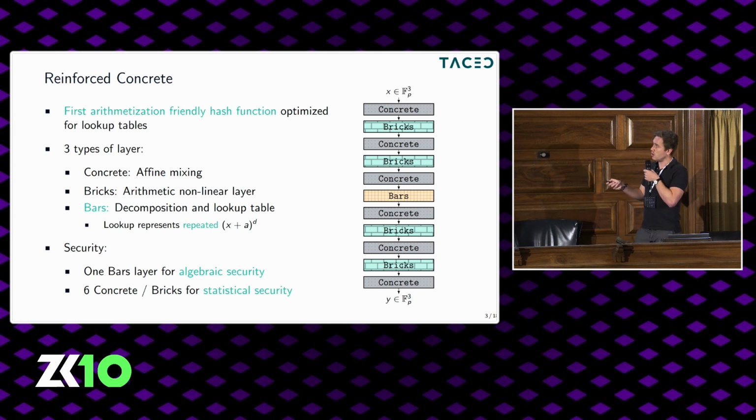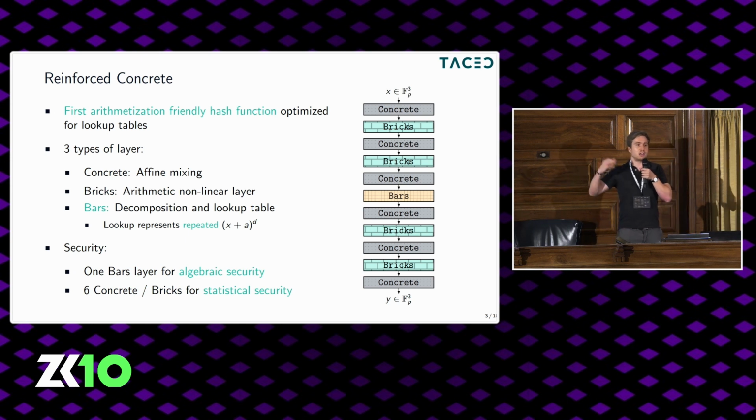The concrete layer is just matrix vector multiplication plus round constants, something that has been done in pretty much every hash function before. Also the bricks layer is a standard nonlinear layer, very similar to what has been done before. But the main novelty comes from the bars layer that we have here once in the middle of the permutation.